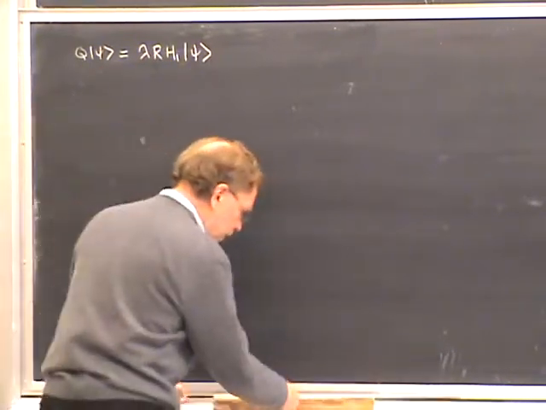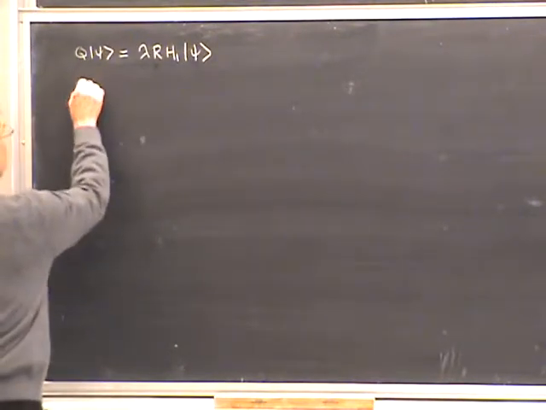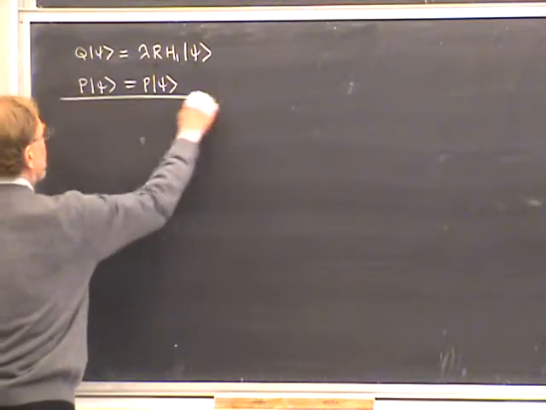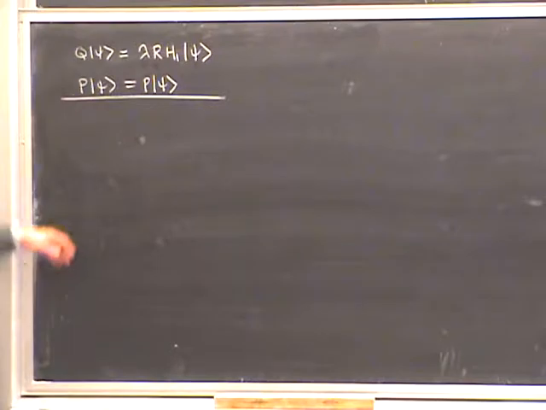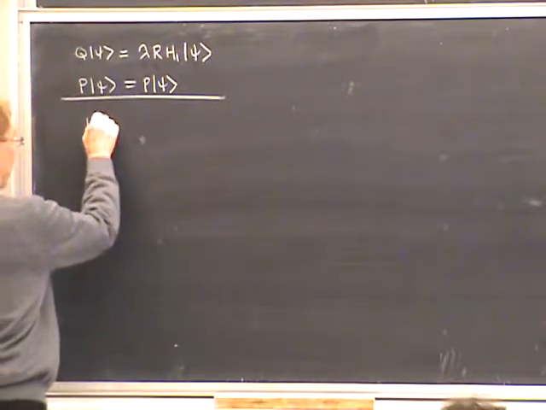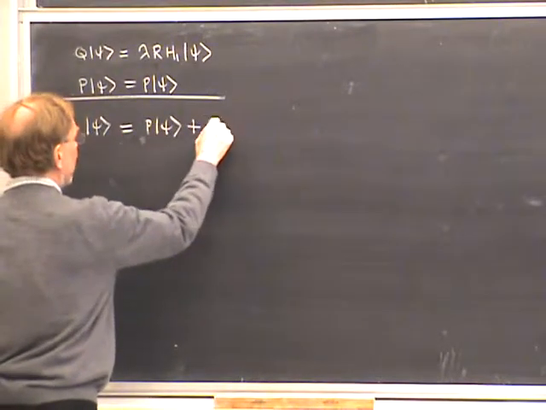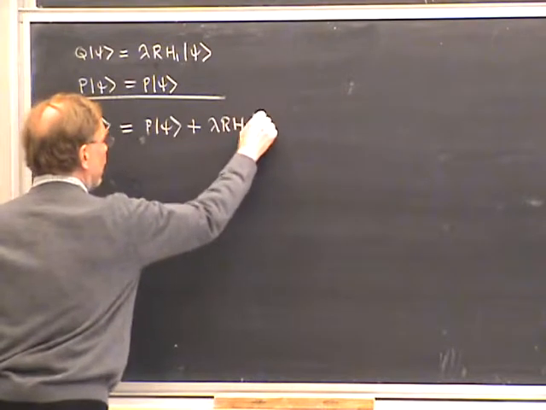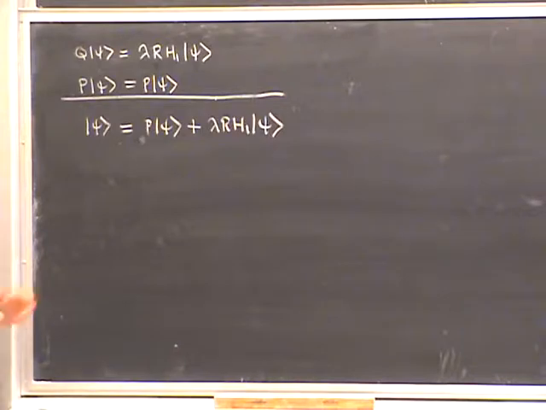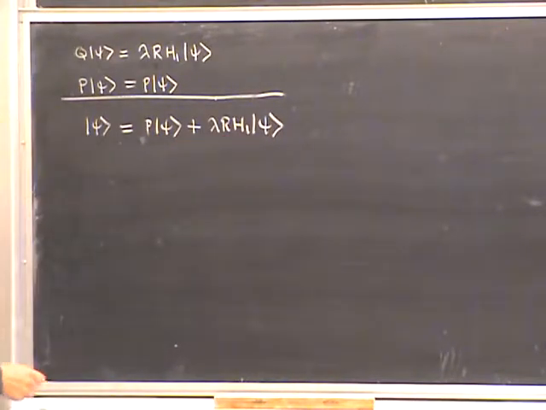Now, actually, I'm not going to do that, because I don't need to make approximations yet. But we'll see it in the following way. Let's take P psi and add it to both sides of this equation. On the left-hand side, the P plus Q projectors is 1, so we just get psi. And on the right-hand side, we get P psi plus this term, lambda R, H1 psi, like so. Okay? And so here's the P psi part that we think is easy, and here's the hard correction, the Q psi, written in that form.